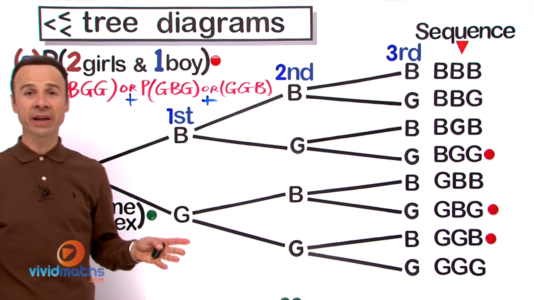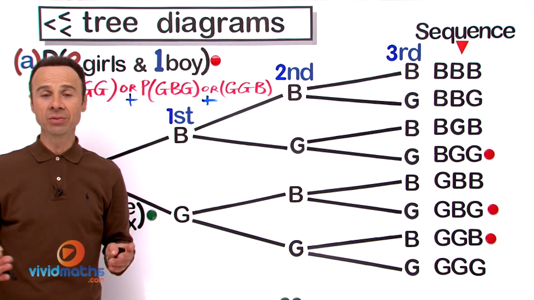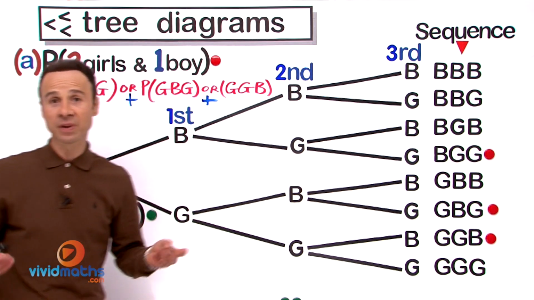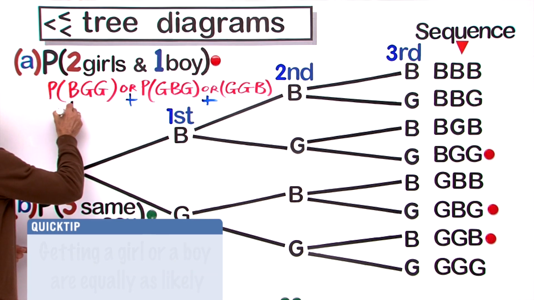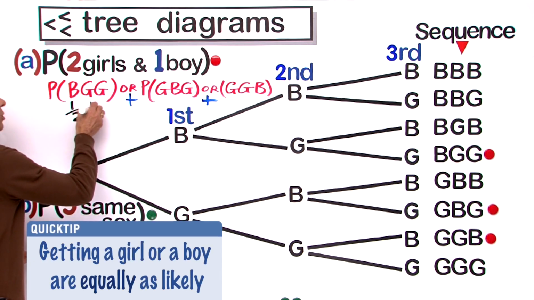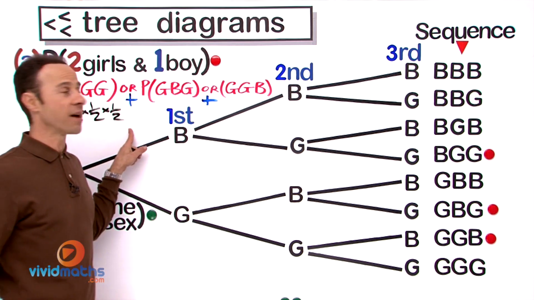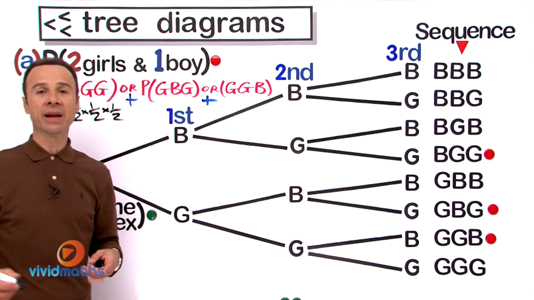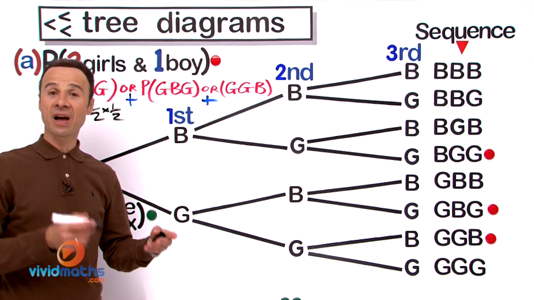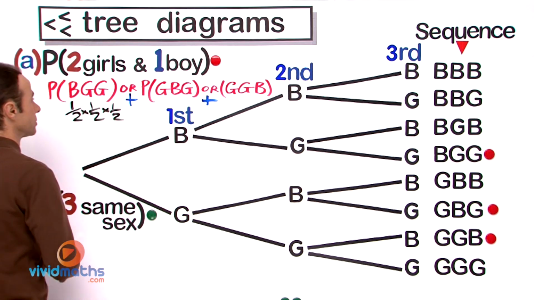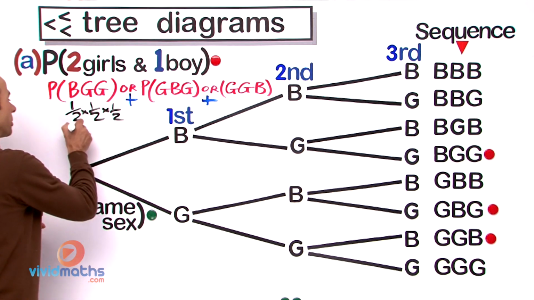Well, what's the possibility of getting a boy? 1 chance in 2. What's the possibility of getting a girl? 1 chance in 2. They're each 50% each. So we'll go 1/2 and 1/2 times 1/2. So all of them will be a half times a half times a half, each one of these. Now a half times a half times a half is 1/8. So it'll be 1/8.